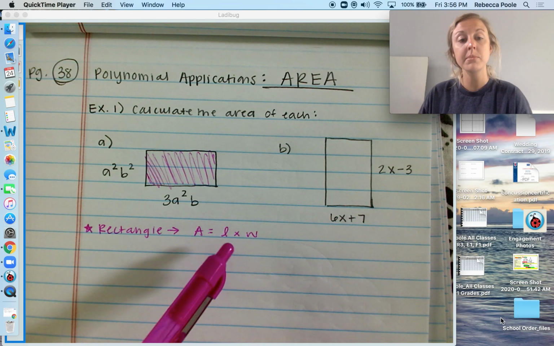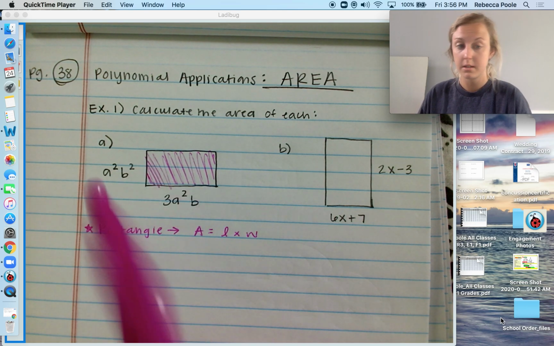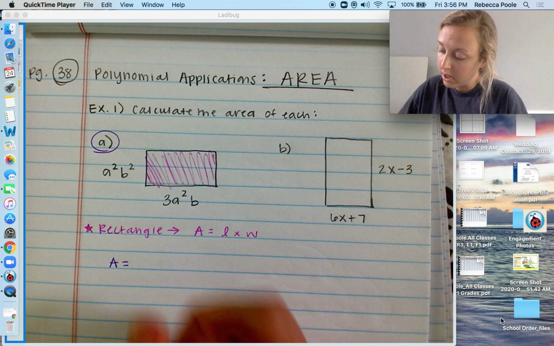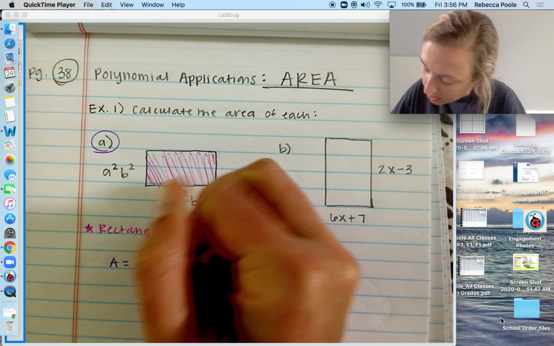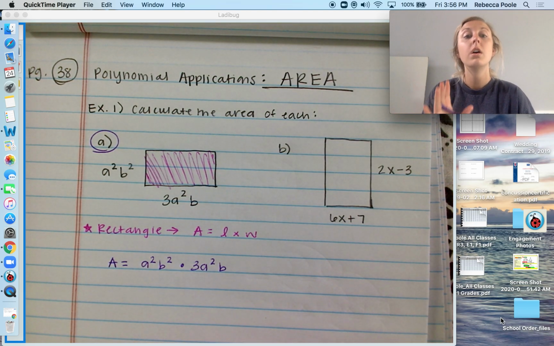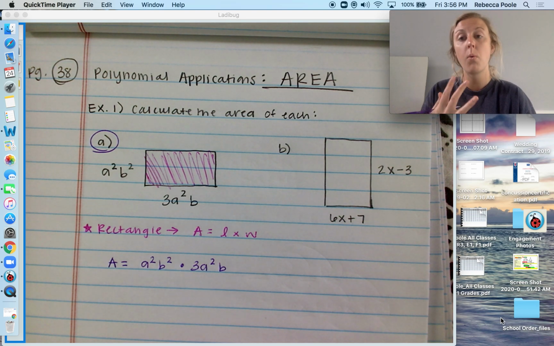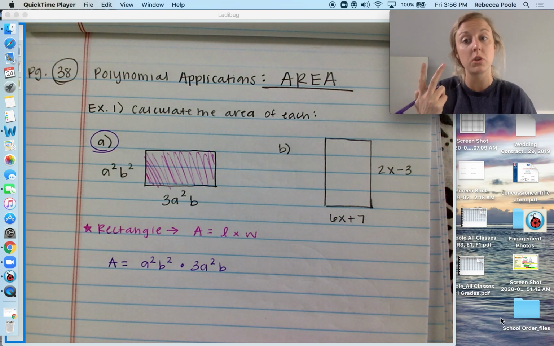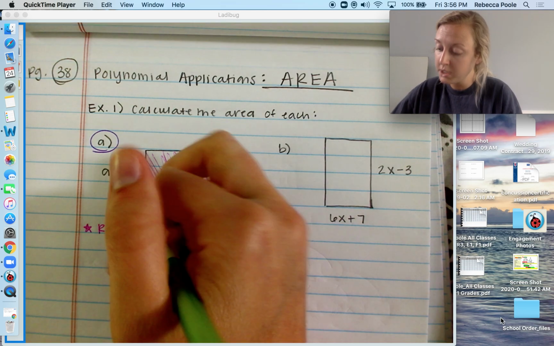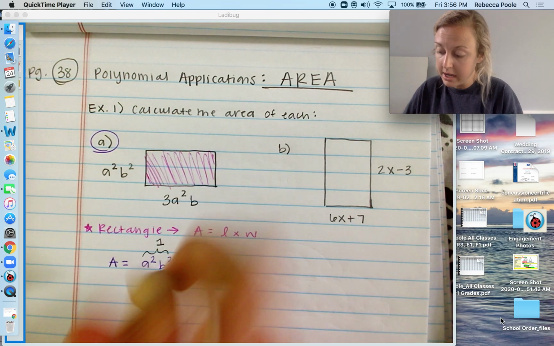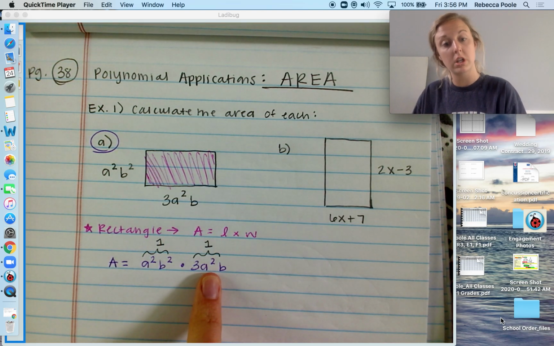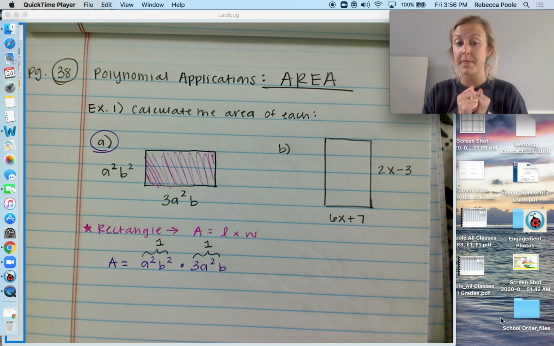So to do length times width of letter A, switch colors for y'all. We are going to do a squared b squared times 3a squared b. Now, when you're multiplying, you have to figure out what kind of polynomials you are multiplying, because we've done two different kinds. We've done monomials and binomials. So let's take a look at this. This is one term, right? Because it's all pushed together, times one term. This is all pushed together. 1 times 1 equals 1, so we should just get one thing here, okay?